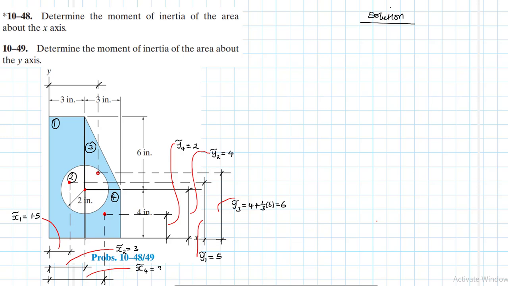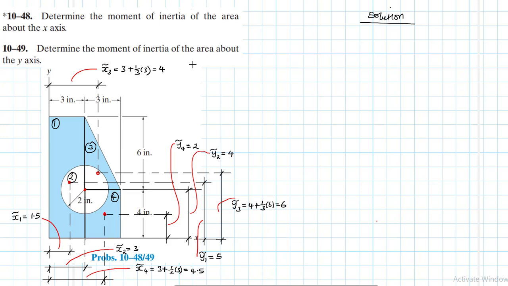X scaled 4 is equal to 3 plus half of 3. So half of 3, which is equal to 4.5. And then we have this one, which is equal to, that's for the triangle, x scaled 3. This is equal to 3 plus 1/3 of 3, right? So this gives us a 4, right? Great. So we found everything.